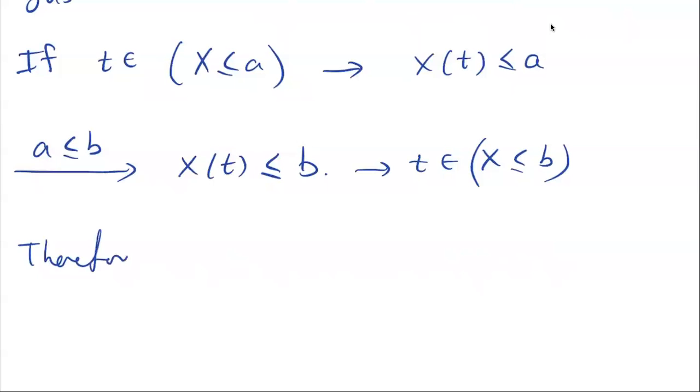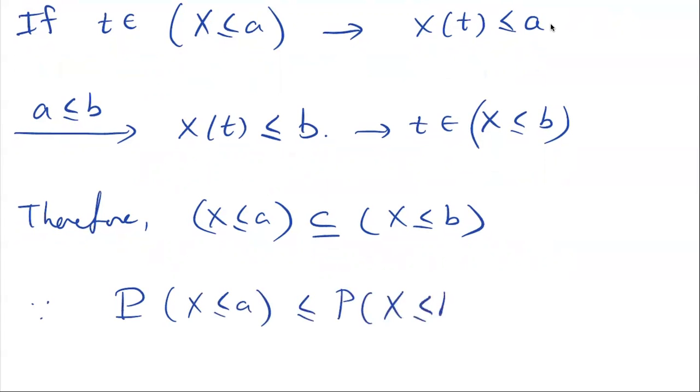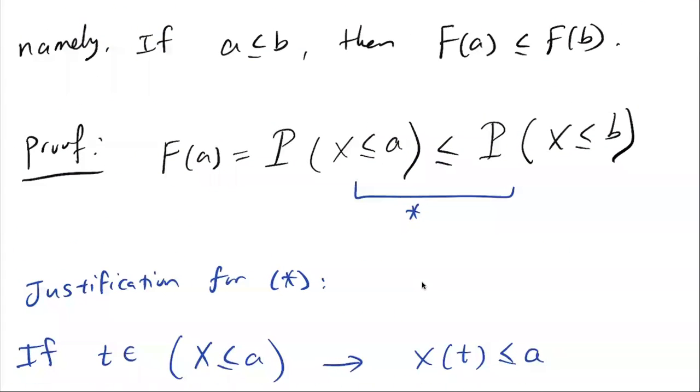Therefore, we can say that X less than or equal to A is a subset of X less than or equal to B. And this means that probability that X is less than or equal to A is less than or equal to probability that X is less than or equal to B. Remember that in the first chapter, using axioms of probability, we showed that if you have two events and one is a subset of another, probability of the first event will be less than or equal to probability of the second event. So we proved this inequality star.